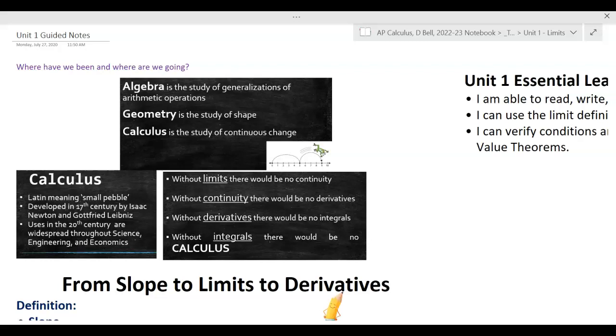So where have we been and where are we going? Algebra, everyone's favorite, is the study of generalizations of arithmetic operations. Operations are just add, subtract, multiply, divide. Geometry is the study of shape. And calculus is the study of continuous change. So calculus means small pebble in Latin. It was developed in the 19th century by Newton and Leibniz. And its uses in the 20th century are widespread throughout science, engineering, and economics.